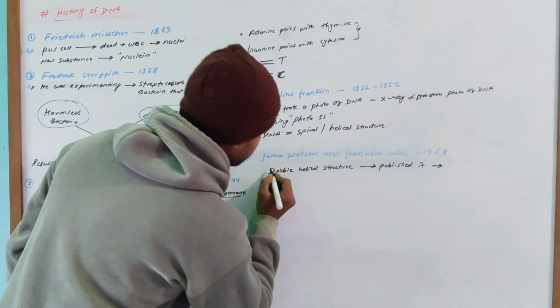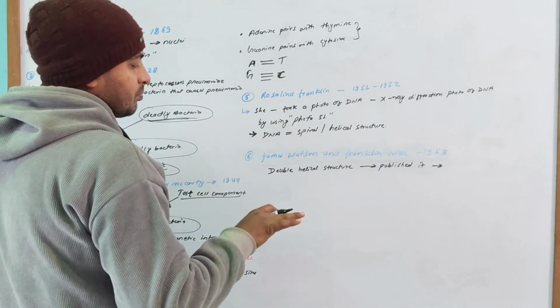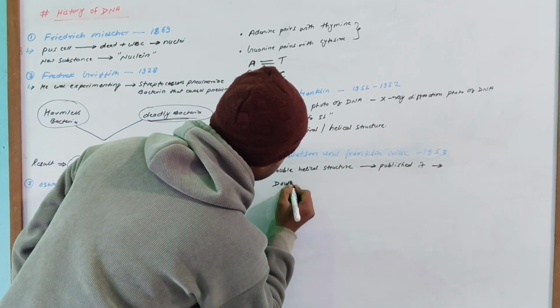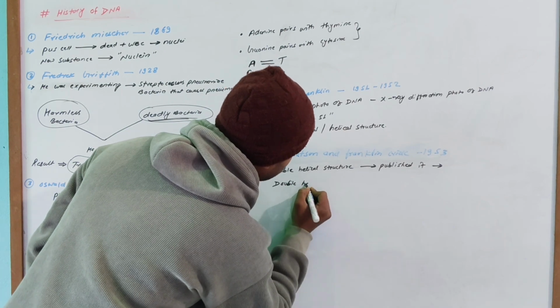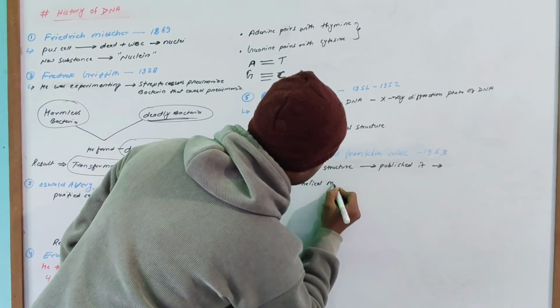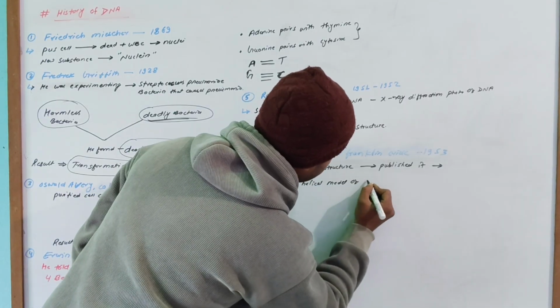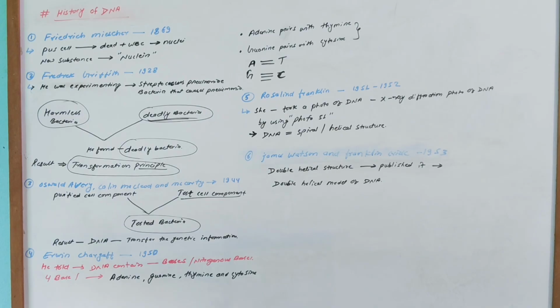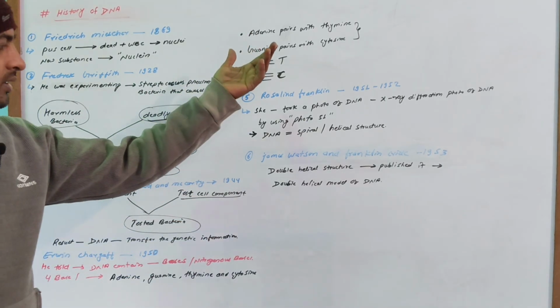Later on, that publication was called the double helical model of DNA. Yes, so that is the history of DNA, who contributed a lot of things in the discovery of DNA.